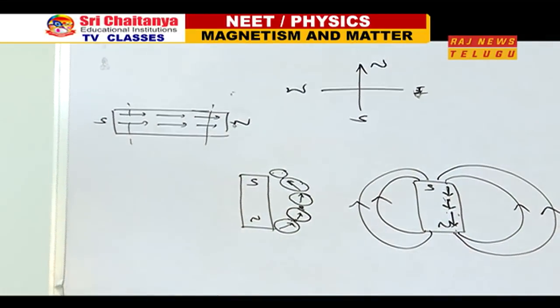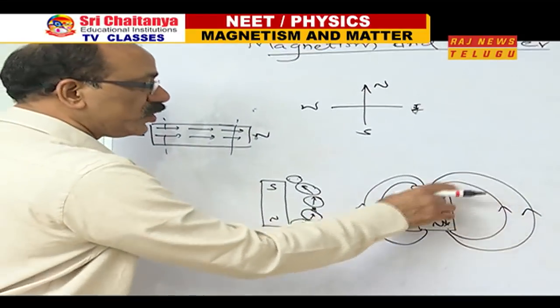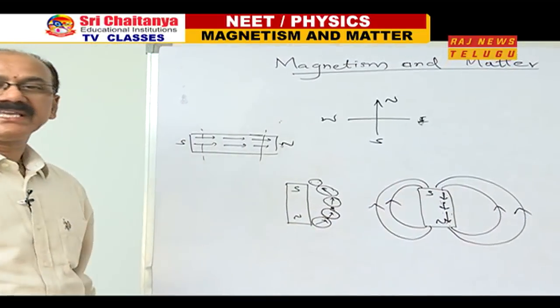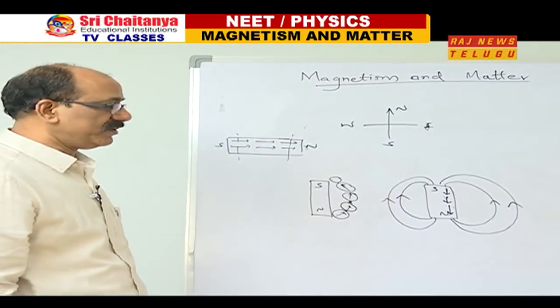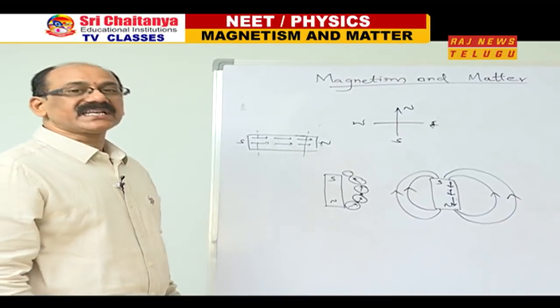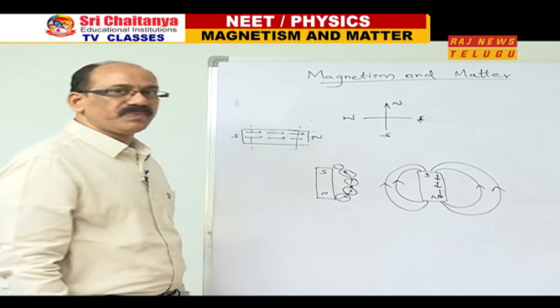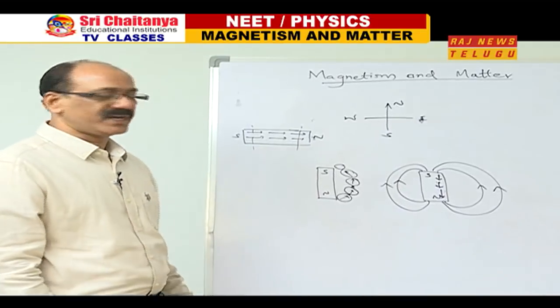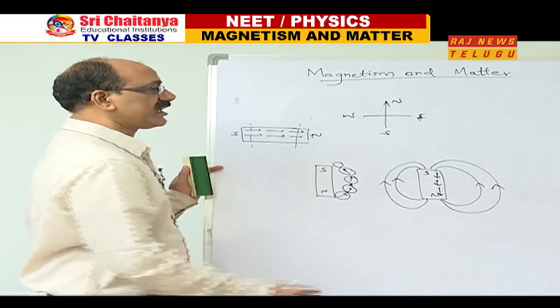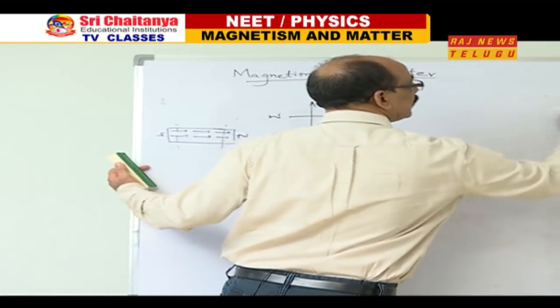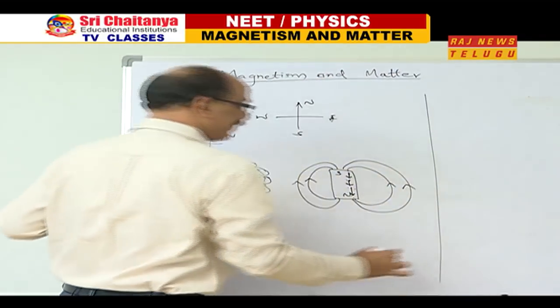Outside the magnet, they are from north pole to south pole, but inside the magnet, they are from south pole to north pole. They are unlike the electric field lines. In case of electric field lines, they are open curves. We shall see the comparison after a little more time. But first, we shall concentrate on the properties of magnetic field lines.